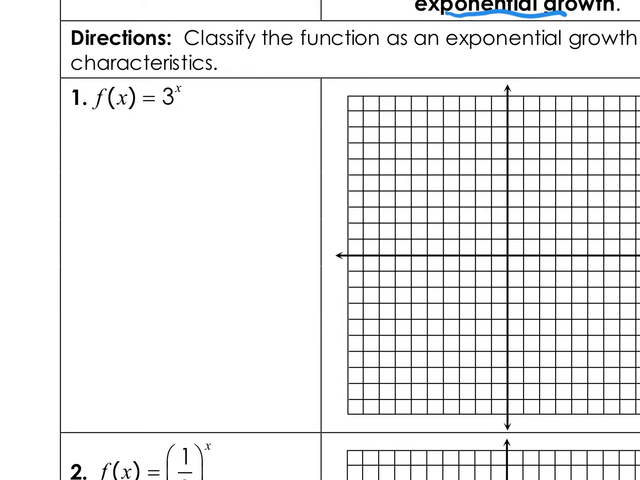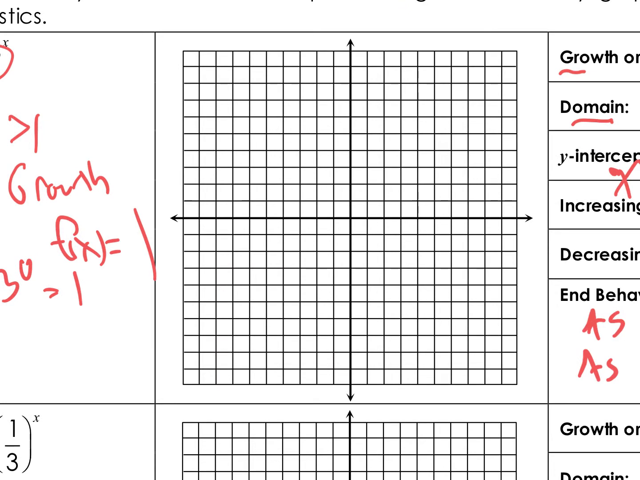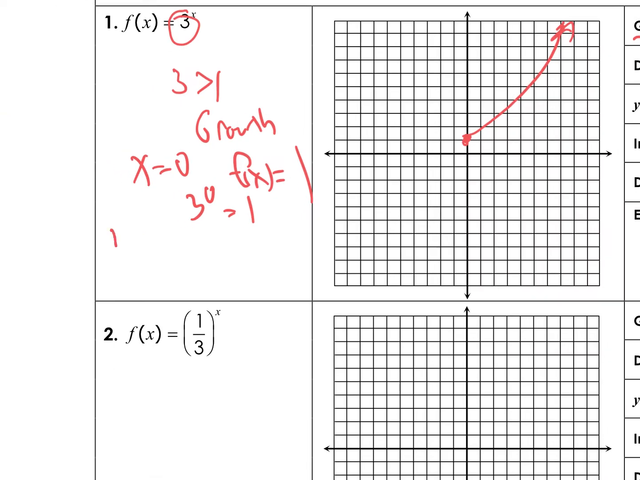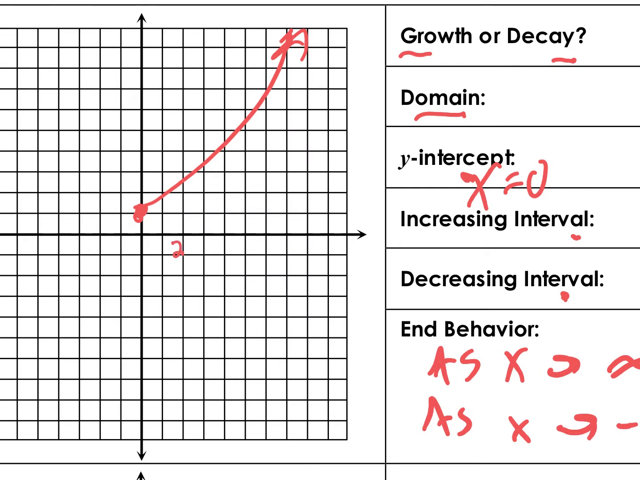This is not any different than what we just got done doing. 3 is greater than 1. Therefore, it's a growth. When x equals 0, we know f of x equals 1, because 3 to the 0 is 1. So over here, here's my 0, 1. It's a growth, so I know it's going to go this way. Nice, smooth curve. Now, if you really want more detail, you could talk about x being a 2, and that gives you 3 squared is 9. Well, that would change my picture a little bit, because at 2, 1, 2, 3, 4, 5, 6, 7, 8, 9.